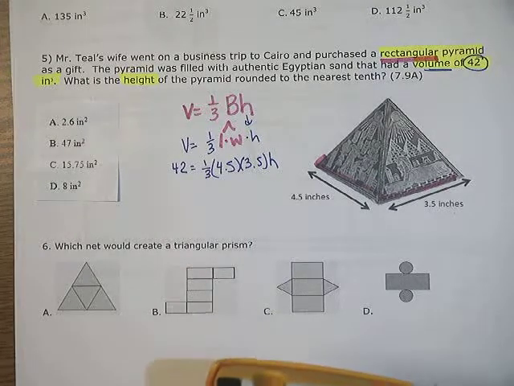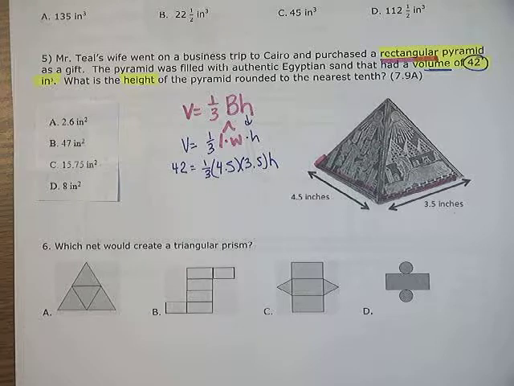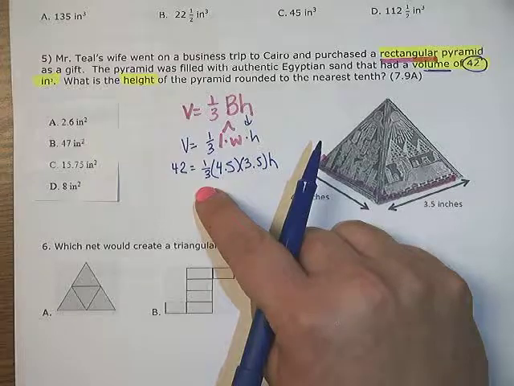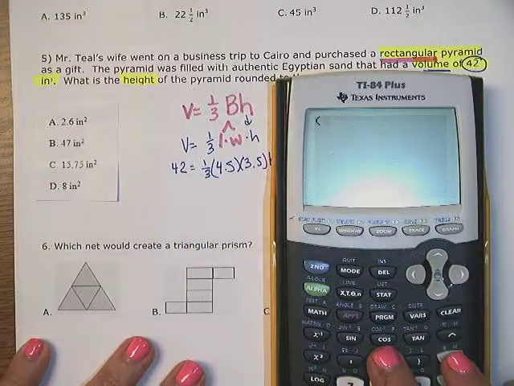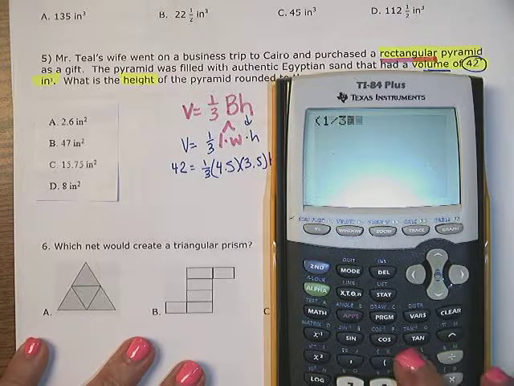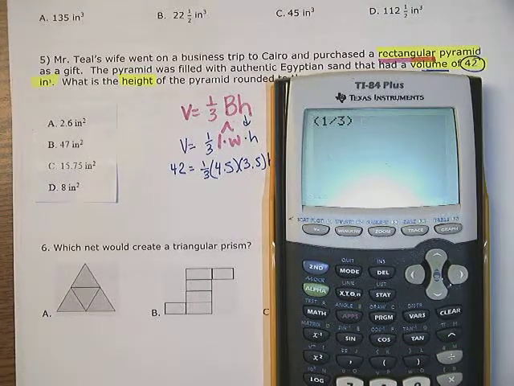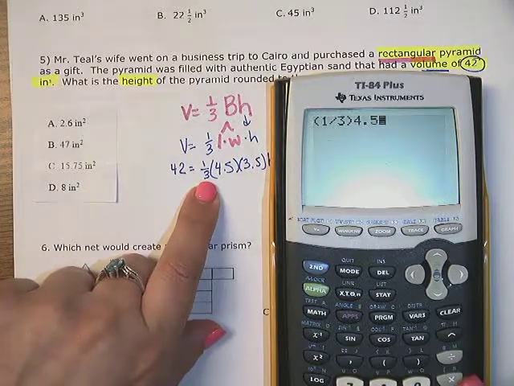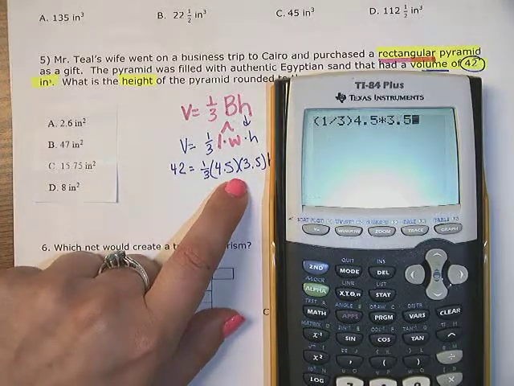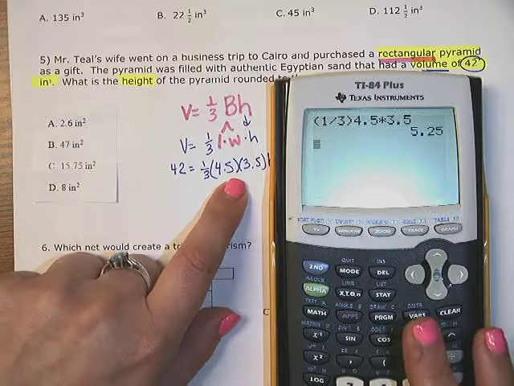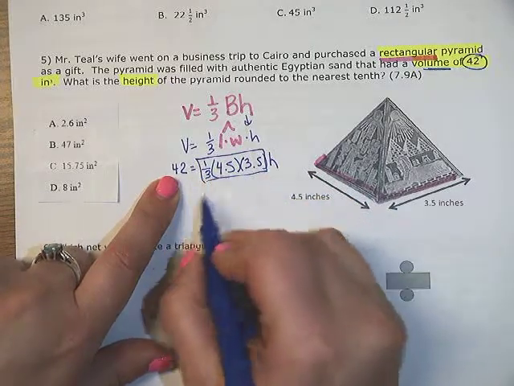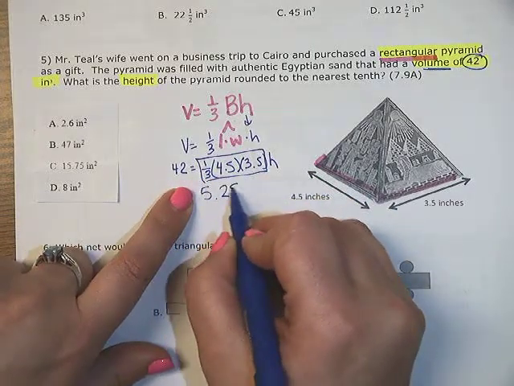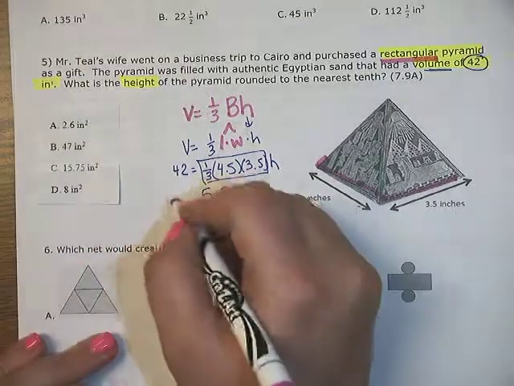Now, a lot of people forgot how to do a fraction on the calculator. I've told my students over and over, a fraction is a division problem. So when they see a fraction, it's just a division problem. So in your calculator, you could do parentheses, 1 divided by 3, close parentheses. Now I have the fraction. And then we're going to multiply times 4.5, and then multiply it by 3.5. When I get that, I get 5.25. So all of this combined equals 5.25.